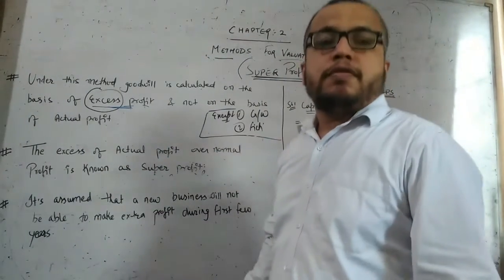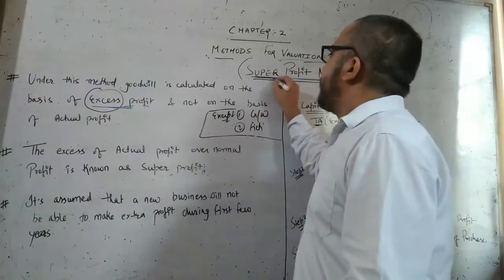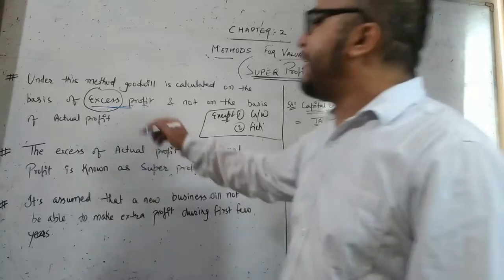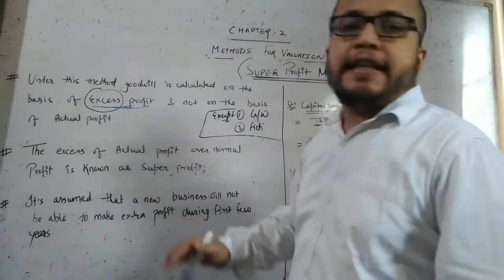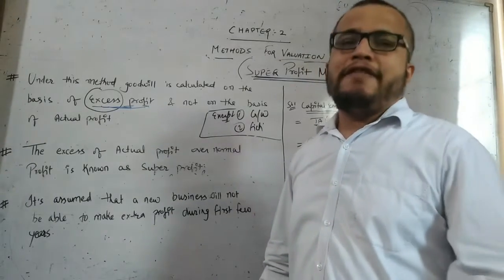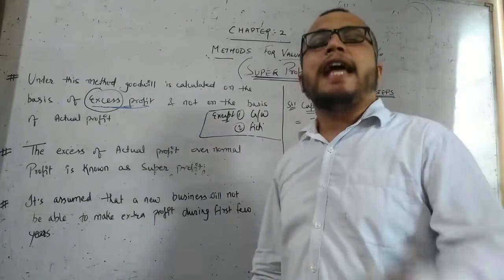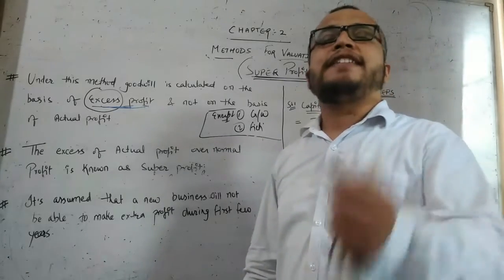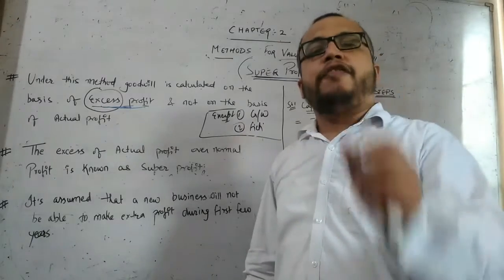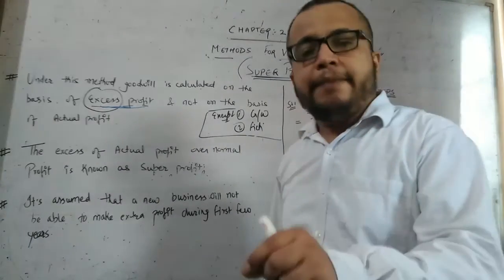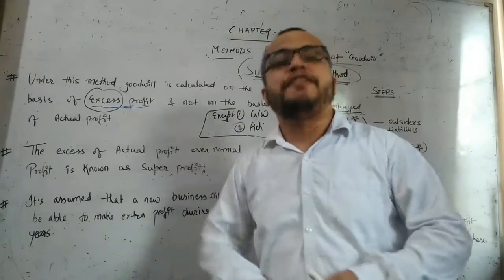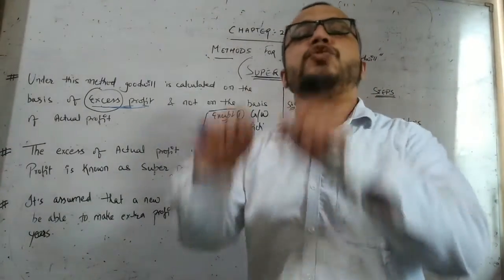Now, as the name suggests, super means extraordinary, or we can say the excess profit, which is in excess over normal profit. Now, as you know, when we make use of a famous name, with the help of that famous name, we can generate extra profit. And the difference between the profit which we generate due to that name and the profit which we can or may generate without using that famous name is known as super profit.